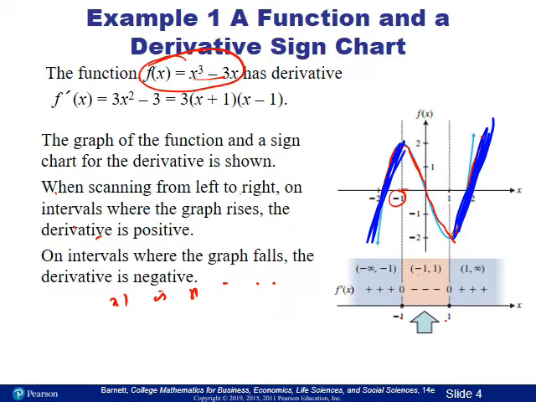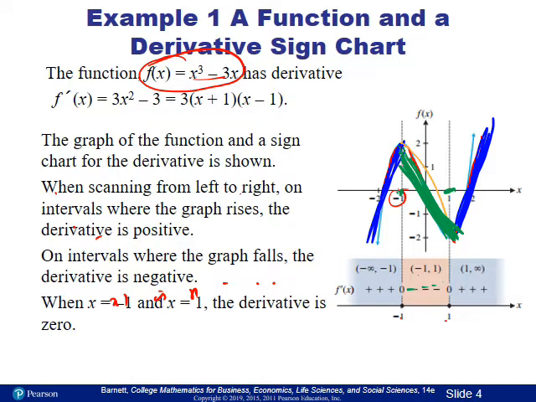From here they are talking about this section now. You can see that the function is falling down, or so called decreasing, from minus 1 to 1. From minus 1 to 1 the function is decreasing, so the derivative is negative. You can see that it is negative.